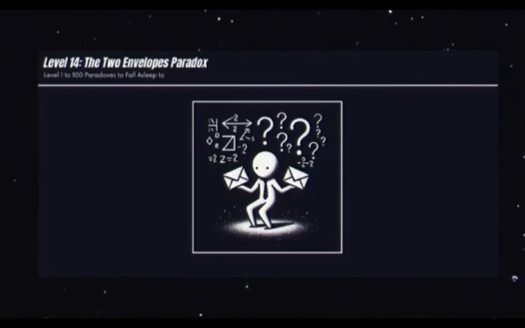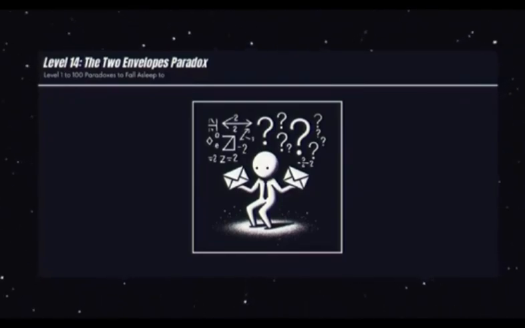But here's the paradox. No matter which envelope you start with, the same logic applies. This means that before opening either envelope, you should always plan to switch. But that creates an infinite loop, since if you switch, the same reasoning applies again, meaning you should switch back. So, what's wrong with this logic?